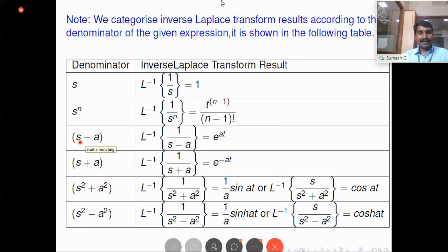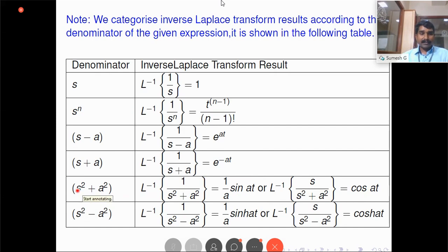If the denominator is s minus a, we have to use L inverse of 1 by s minus a equal to e raised to a t. If the denominator is s plus a, we have to use L inverse of 1 by s plus a equal to e raised to minus a t.